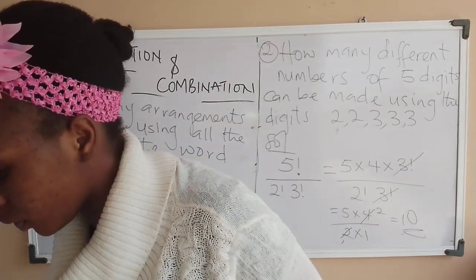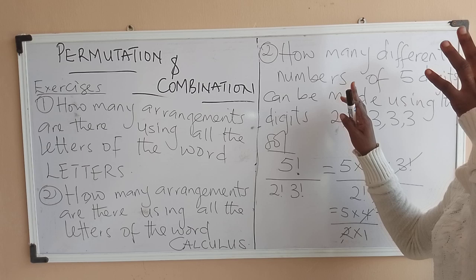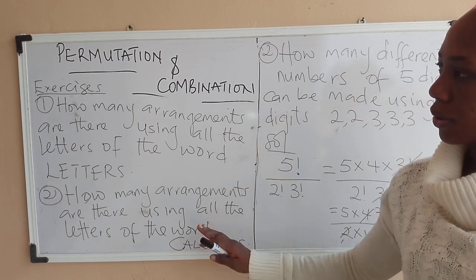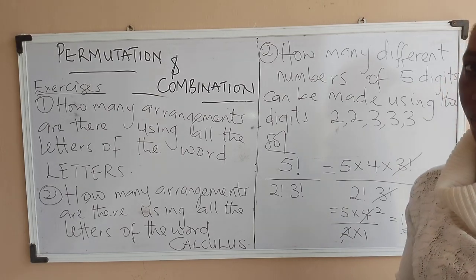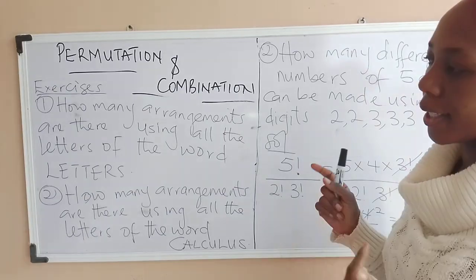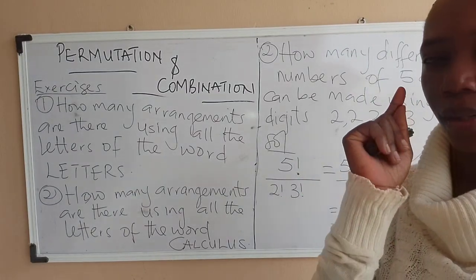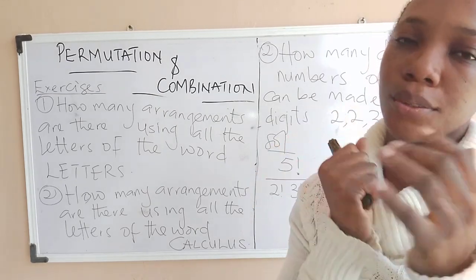So those are the exercises you do under this arrangement of identical objects. These 2 exercises are for you to solve. Please make sure you leave your answer in the comment section. Just try it out. I believe in you. I know you can do it. So all you need to do is just believe in yourself and do it.